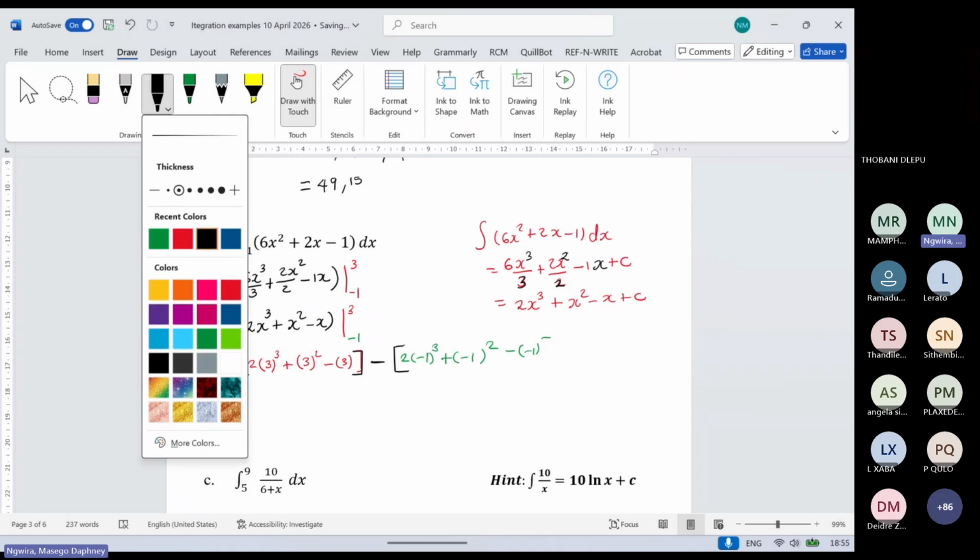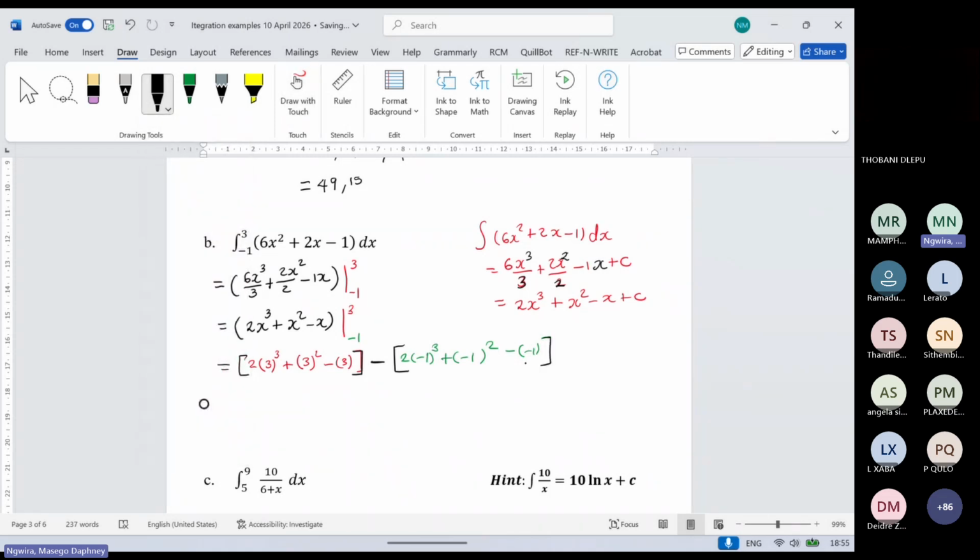Can you please help me with the first answer? It's 60. Then minus the second one, 0. Minus 0, it's 0. Yes. Okay, so the answer is 60. So that's how we do this one.